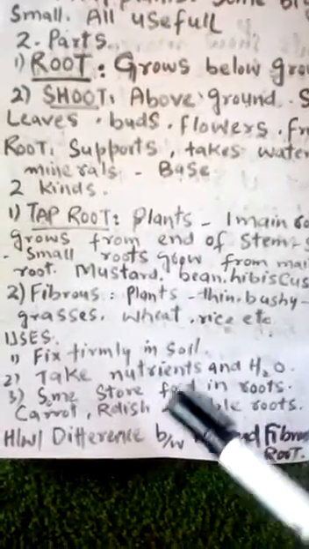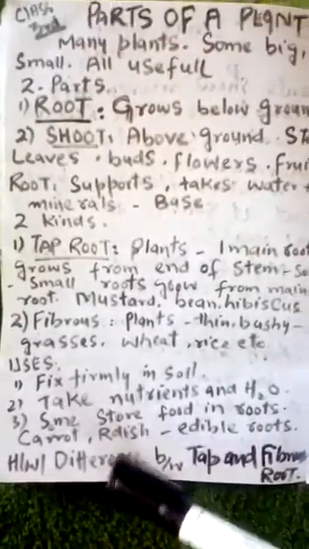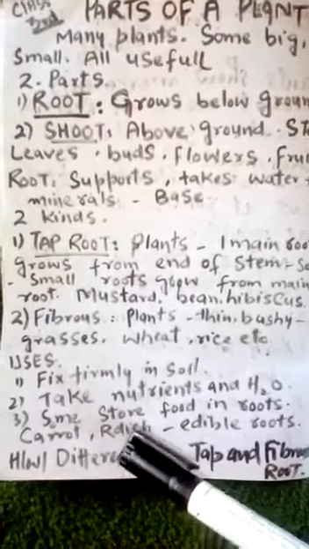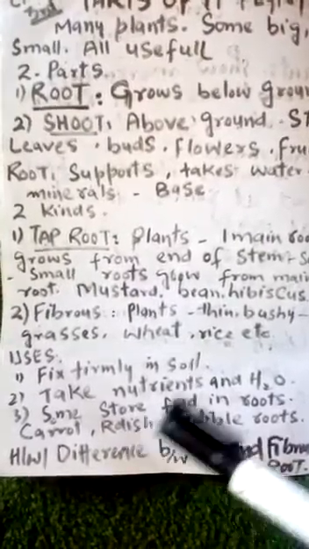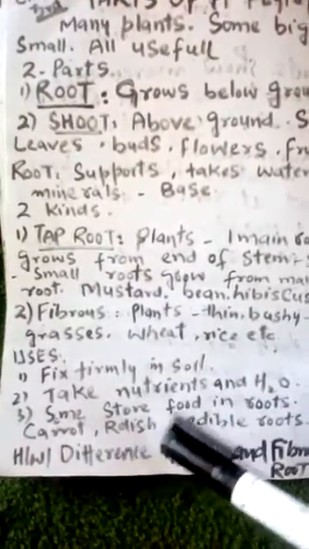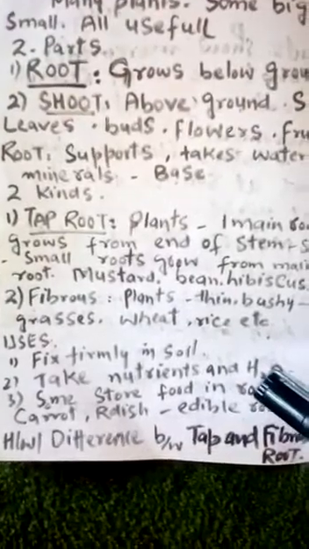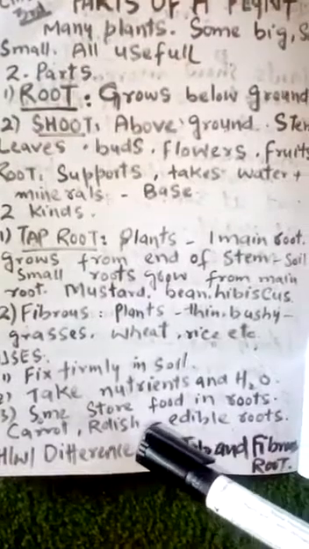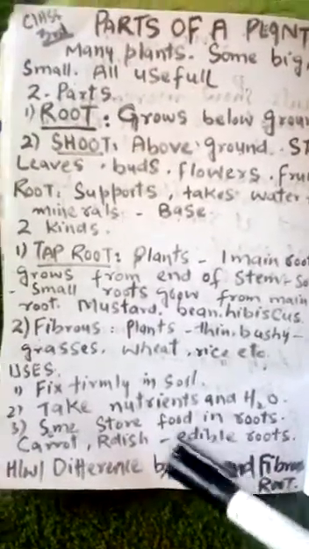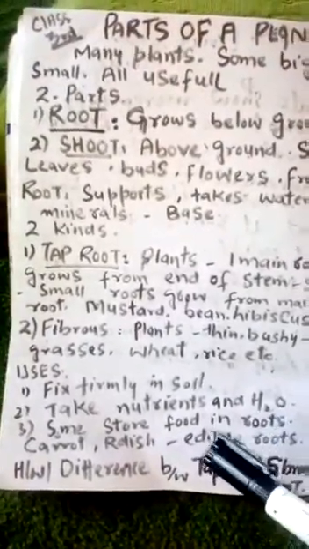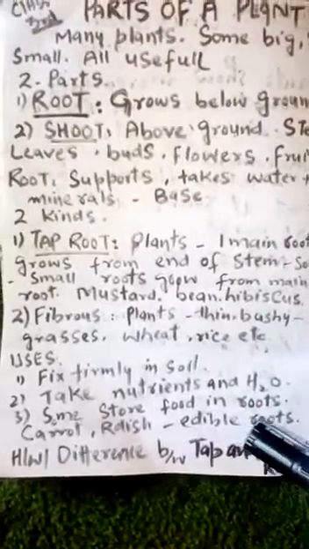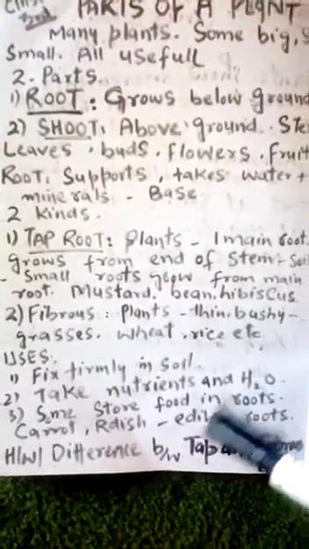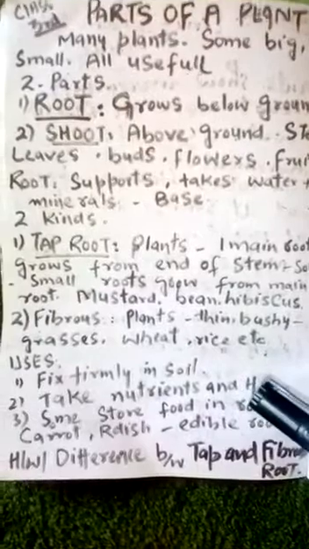Number 3rd point, students, roots store food in some plants, like carrot and radish. They are edible roots, that is, they are eaten as food. Why are they eaten as food? Because these roots store food in them.